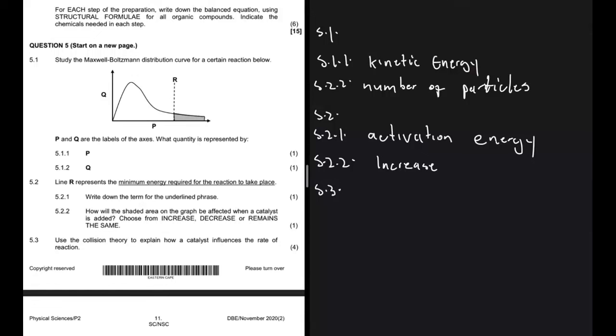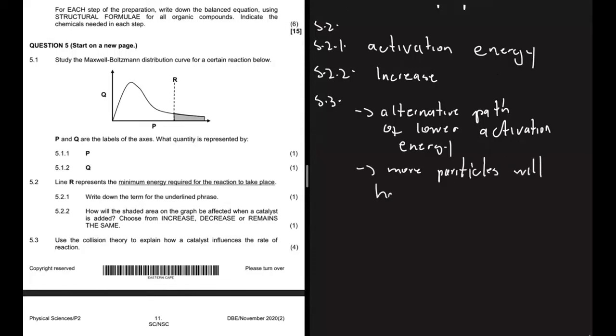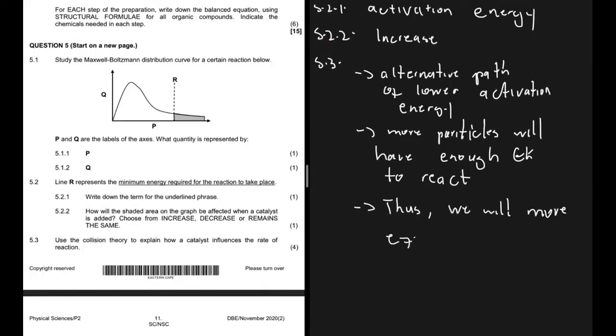When you add a catalyst, it provides an alternative path, right? So let me just write that down. Alternative path of lower activation energy. So after we have an alternative path of lower activation energy, then more particles will have enough kinetic energy to react, right? Yeah, to react. And as a consequence, we will have more effective collisions. And then, yeah, the reaction rate gets high, right? And then you have your 4 marks.